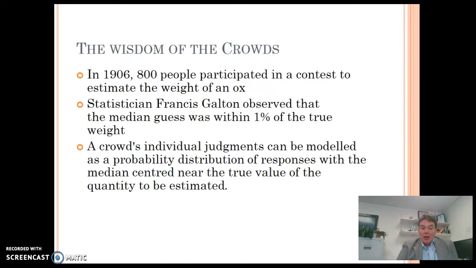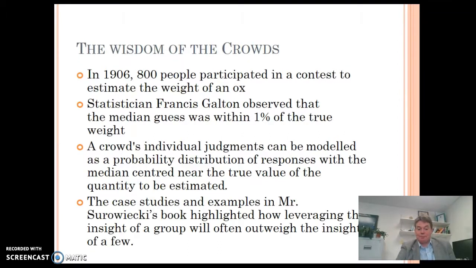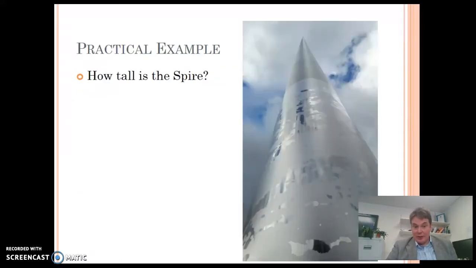It's incredible. So basically what you have is that the crowd's individual judgments create a probability distribution, and the median of that, so it's kind of halfway between the top and the bottom, tends to be near the true value of the quantity estimated. Examples in the book highlight how we can leverage the insight of a group to get a much better idea. So the idea is that if we talk to a lot of people who mayn't necessarily be experts in the area, we still can get a very good decision.